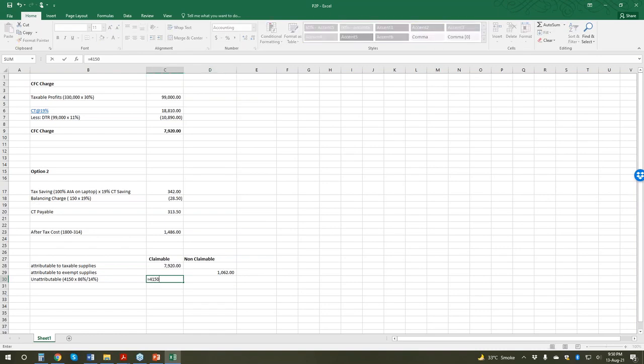So let's quickly apply the formulas here. We can copy the same formula, but we can change the percentage from the above. Now, here we can post their totals. And you can see that the last test says your non-claimable input VAT should be less than 7,500. And there you can see that our non-claimable VAT is less than 7,500 as well. However, we do not have to apply this test because we have already passed the second test.